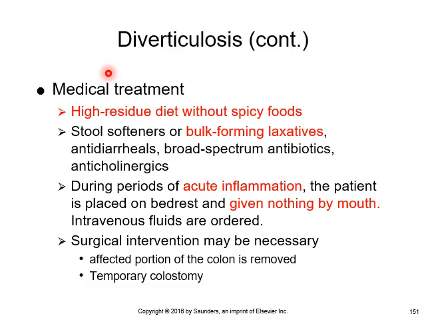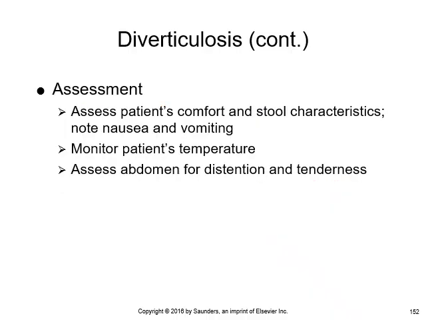For treatment of diverticulosis, a high residue diet without spicy foods will be given, along with stool softeners or bulk forming laxatives, antidiarrheals, antibiotics, and anticholinergics. Surgical intervention may be necessary where the affected portion of the colon is removed. Also, when that happens, a temporary colostomy may be placed.